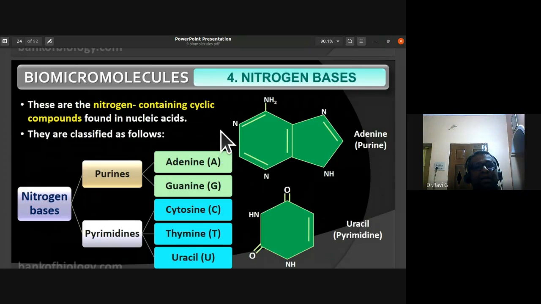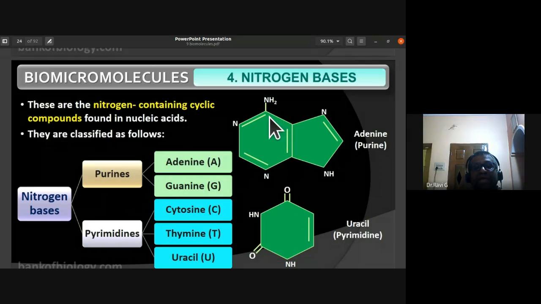Now, the next biomicromolecule that we have to study is the nitrogen bases. What are nitrogen bases? These are nitrogen containing cyclic compounds found in nucleic acids. So these nitrogen bases are located in the nucleic acids. They are classified as purines and pyrimidines.